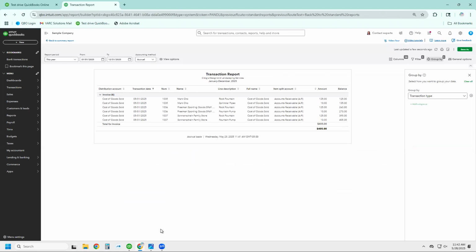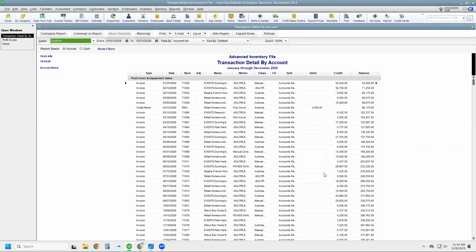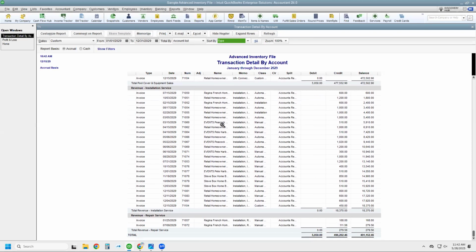Now I'm going to jump back over to Desktop, show you how to do that. So again, I'm just going to look at income again. I go over to the total, double click on it to bring up my detail. It does not have that handy dandy group by in this particular form, but I can still sort by transaction type right here and scroll down and just see if there's something that looks wrong. It's just easier to see that way.